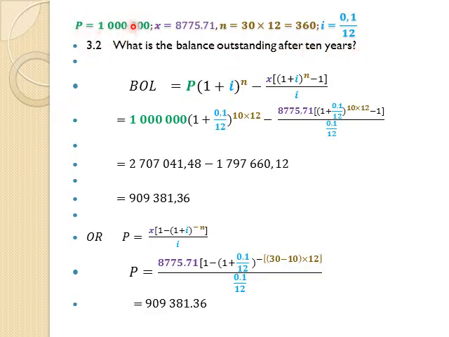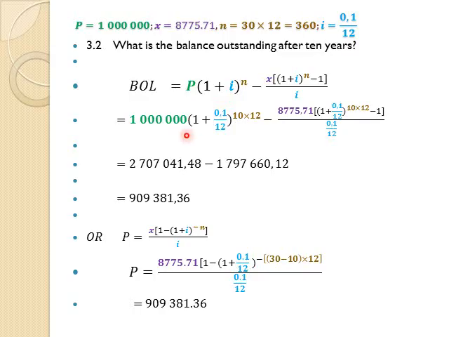So we know she borrowed 1 million. We know X is 8775.71. We just calculated it. 30 years times 12, 360, and we know the interest is 0.1 over 12. So my balance outstanding on the loan equals P times (1 plus I) to the power n, minus X times ((1 plus I) to the power n minus 1) over I.